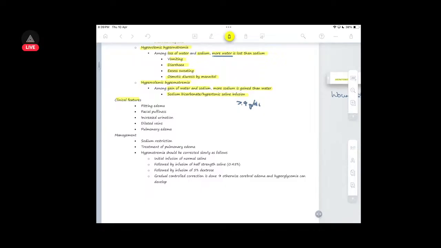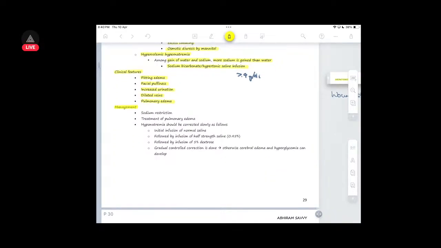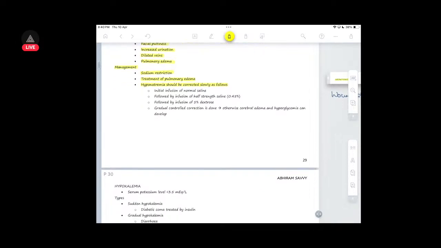Then you have clinical features: pitting edema, facial puffiness, increased urination, dilated veins, and pulmonary edema. Management is sodium restriction and treatment of pulmonary edema. Hypernatremia should be corrected slowly: initial infusion of normal saline, then half strength normal saline, then 5% dextrose. Gradual controlled correction is done, otherwise cerebral edema may develop. So first restrict the sodium, treat the pulmonary edema, then gradual controlled correction.